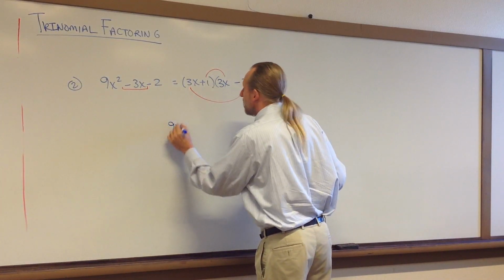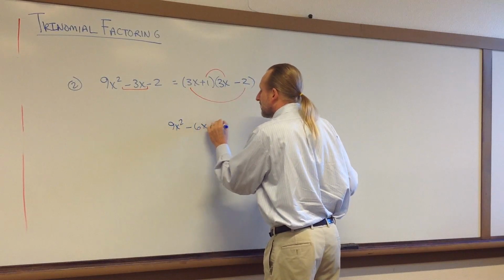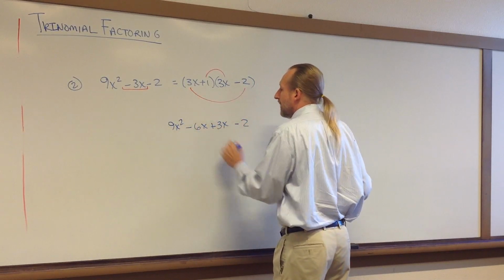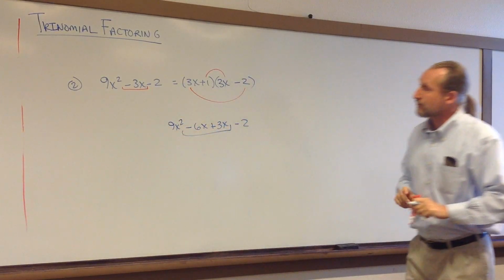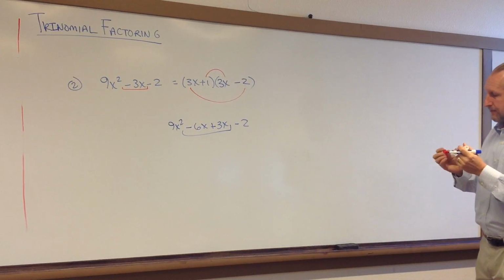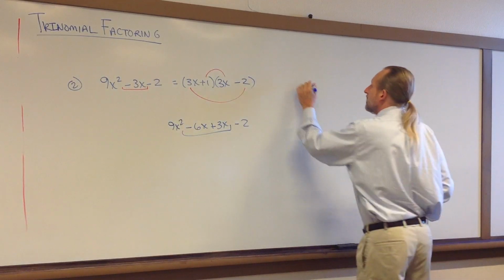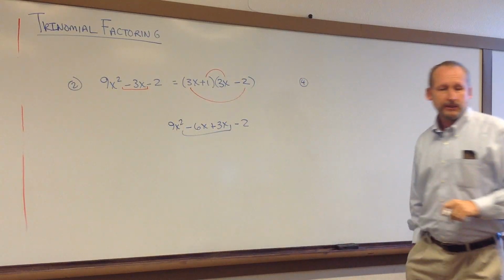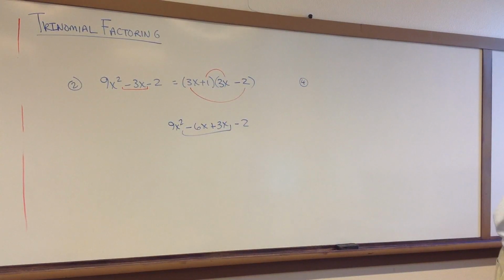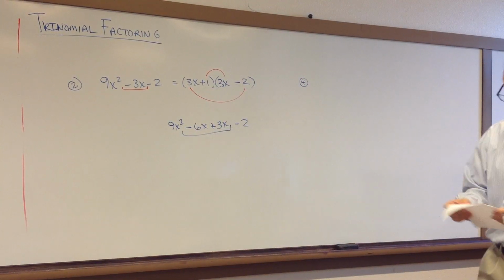So there's our 9x squared minus 6x plus 3x and minus 2. And so there's our minus 3x in the middle. So we'll do more with that, like I said, when we get to the ones on the bottom of the page. For right now, let's go ahead and do number 4.